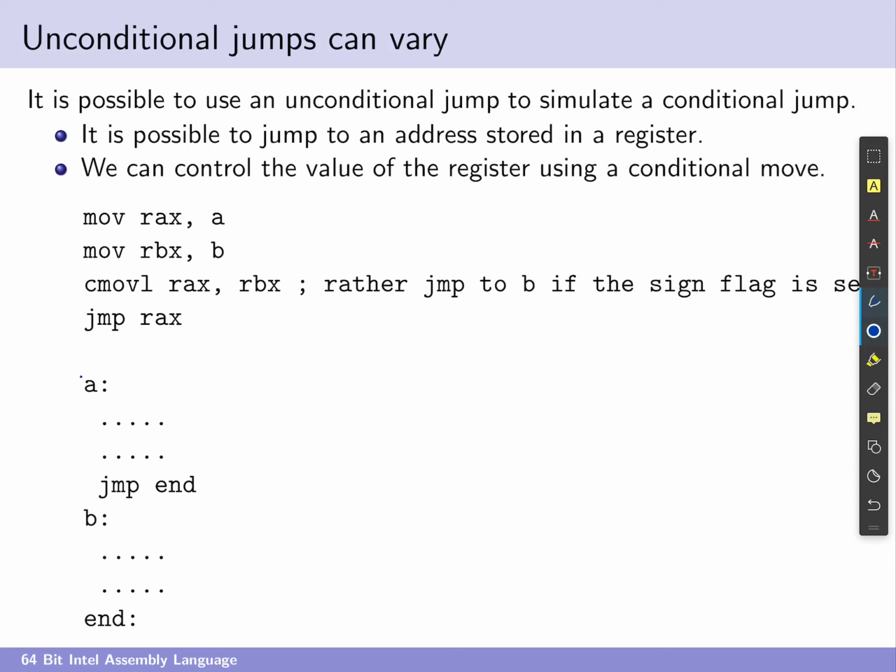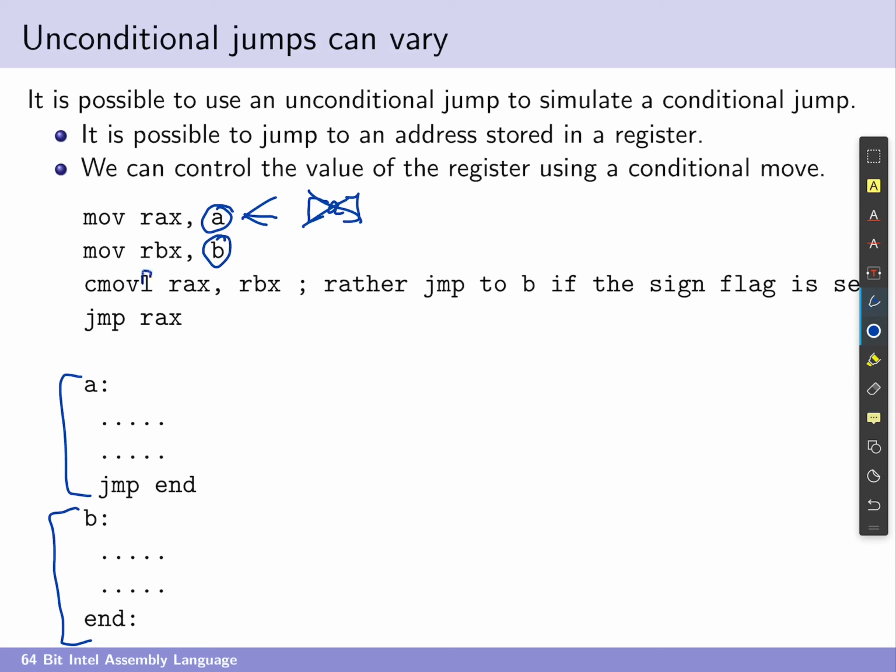So let's demonstrate what I mean. Here's a little example of what would be an if-else statement. The idea is I'm going to load the label A into a register. So I'm loading the label A into RAX. Note I'm not using the value at A; I'm interested in the label itself. So I load the label of A into RAX, load the label of B into RBX, and then I perform a conditional move. In this case, I'm going to move RBX into RAX if the previous comparison resulted in a value that was less than 0.